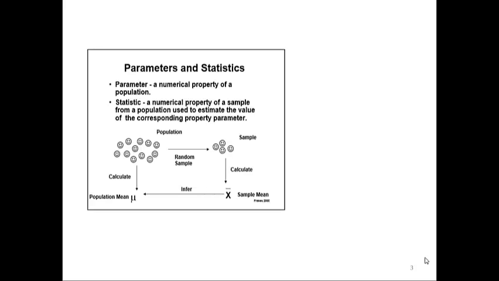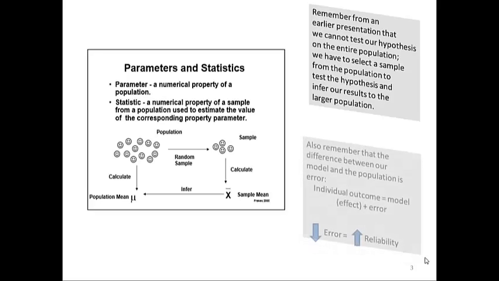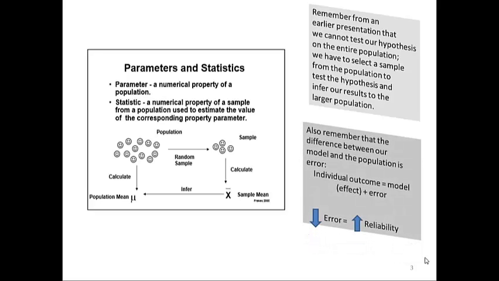Also, if you remember, we can't test our hypothesis in the entire population. We have to select a sample from the population to test the hypothesis and then infer our results to the larger population. So we have descriptive statistics and inferential statistics, meaning we infer results from a sample to the population. Also remember that the difference between our model, our sample, and the population is called error. Individual outcome is a sum of the effect plus error.